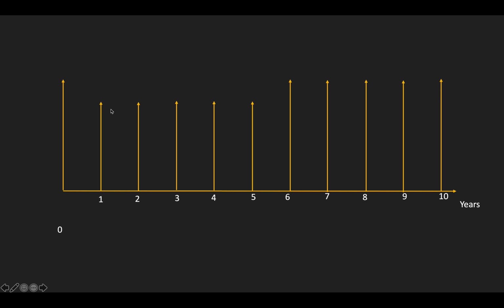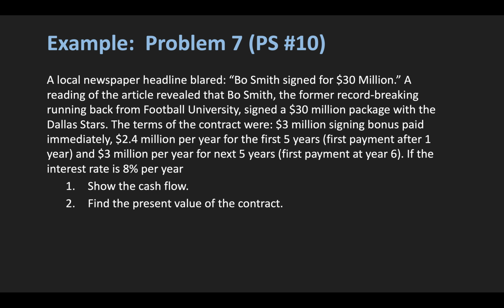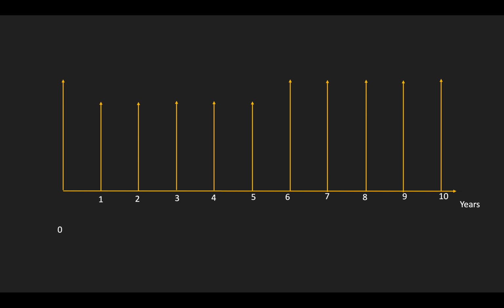So altogether, if you just calculate the pure number, they are basically something like this, and you add them all together, that's $30 million. But $30 million is across 10 years. What we want to do is find the present value of the contract. So based on this cash flow, take a few minutes and see if you can calculate the real present value here.